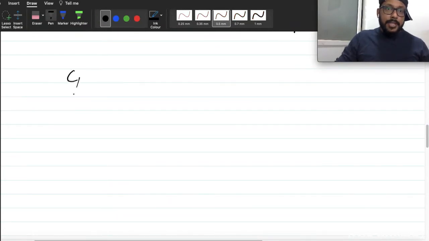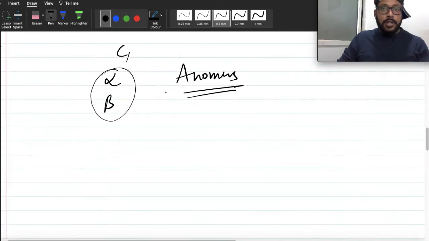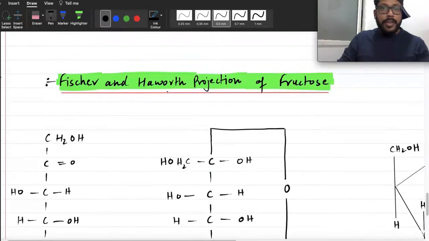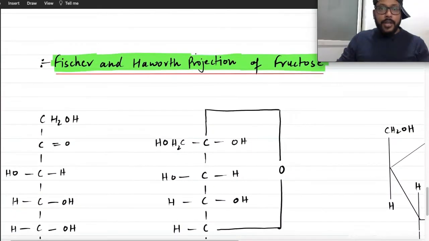And that C1 carbon represents alpha and beta molecules according to the position of the OH group, at the right or the left. So these are called anomers. So Fischer projection and Haworth projection are completed. So our next case is the Fischer and Haworth projection of fructose.